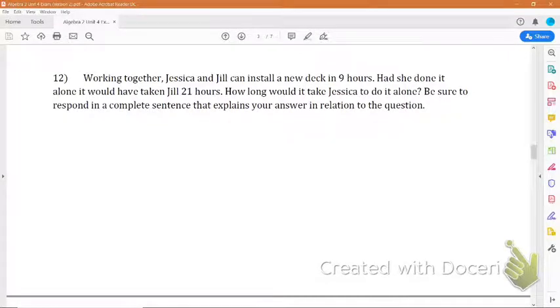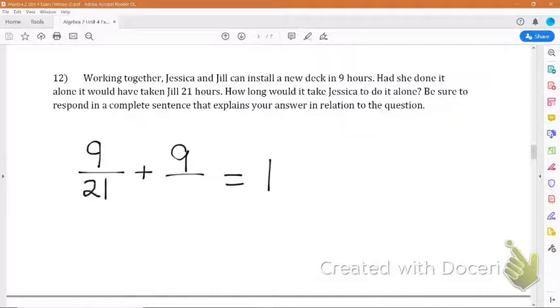All right, so question number 12 gives you different information. Question 12 starts off with working together. Jessica and Jill can build a new deck in 9 hours. That is their together time. So that is the 9 on top of both of your fractions. Oh, that's the only thing, I had it backwards. My 9 going on top and my 21 going... Together time always goes on top. Okay. Yep, exactly. Individuals go on bottom. We don't know both individuals. We know that it takes Jill 21 hours, but we don't know how long it takes Jessica. So I just put a J for Jessica. You can put any letter you want there.